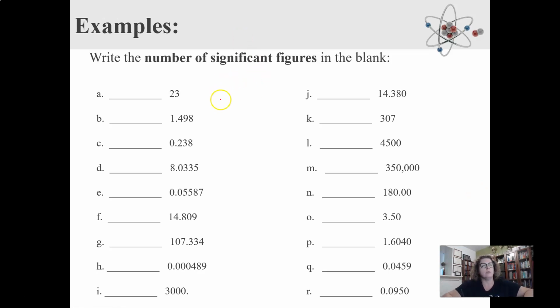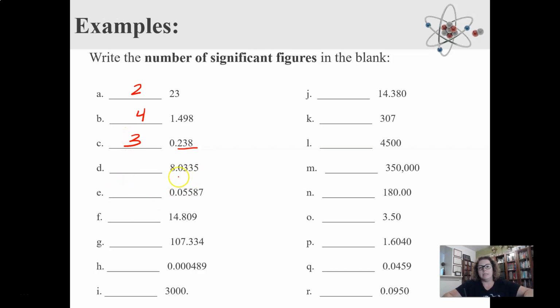Okay, so let's go through this. 23, very simple. I see 2 sig figs. 1.498, same thing, very simple. The ones without the zeros, pretty easy. Now what about letter C? It starts with a 0. Well, that's a leading 0. It's not significant. So the only sig figs I see is right there, the 238. So I'm going to say that's 3 sig figs.